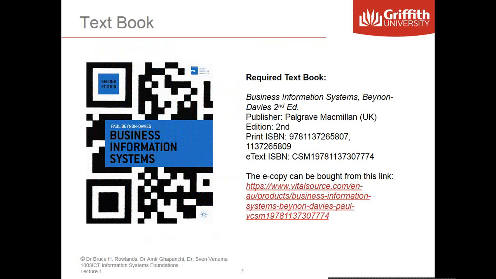The textbook is Business Information Systems by Bain and Davies, 2nd edition. There's an e-book version that you can access, and it's probably worthwhile reading this textbook. It has a lot more detail and information than we're going to be able to cover in the lectures, for example. So they give more context and so on behind some of the stuff.